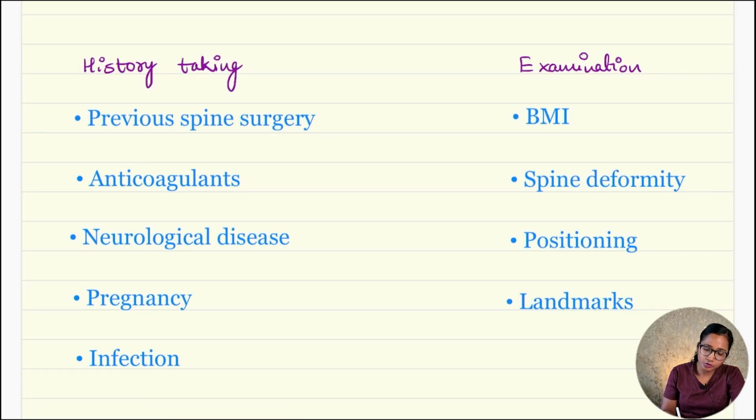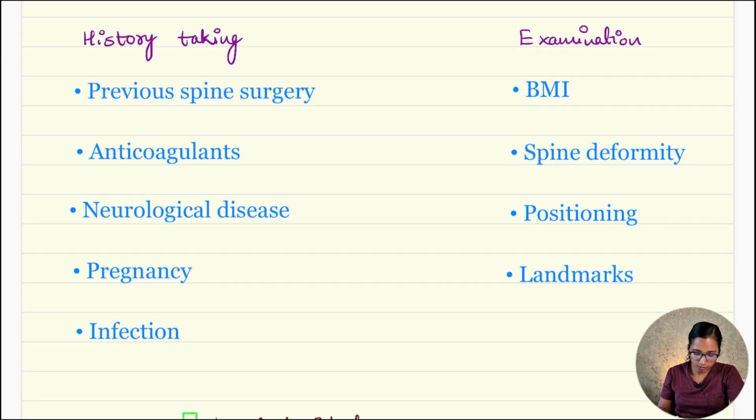After history taking, you will see the examination. On examination, you will assess the BMI. You will see for spine deformity, positioning, will the patient be able to sit, and you will see the intervertebral space, are they palpable or not.